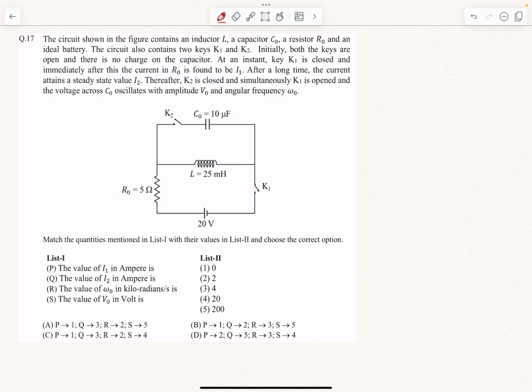So basically, this is the key that was closed initially. So this is our active circuit. Now they're saying, immediately after this is closed, what is the current in the circuit? So this is our active circuit over here, and we have an inductor present over here.